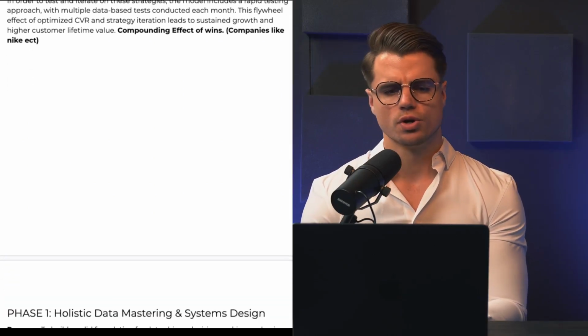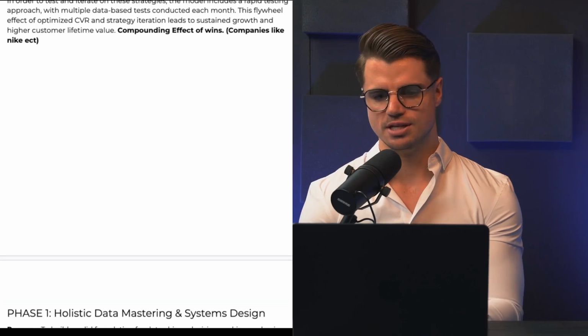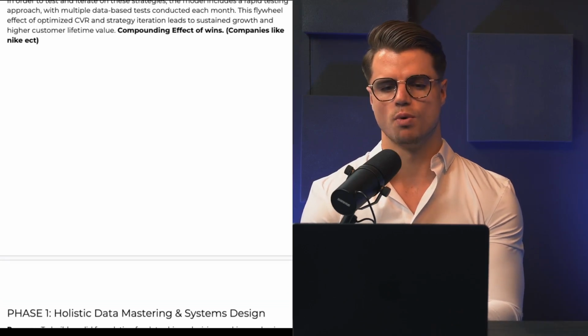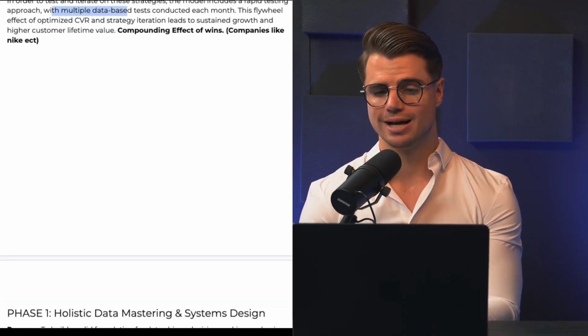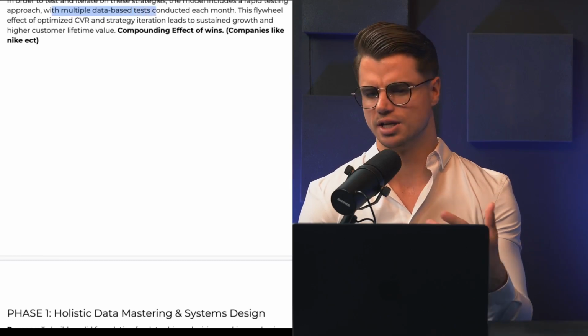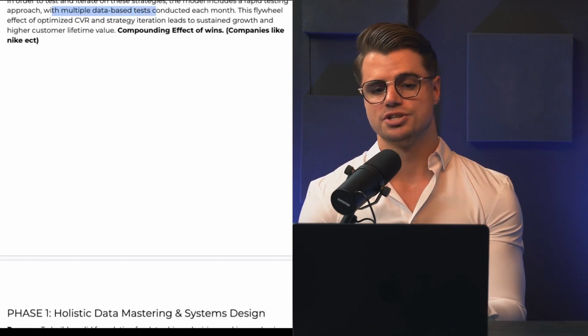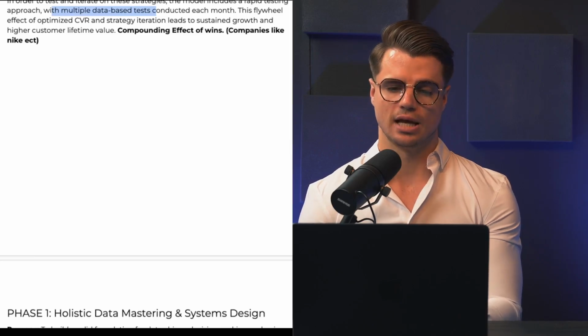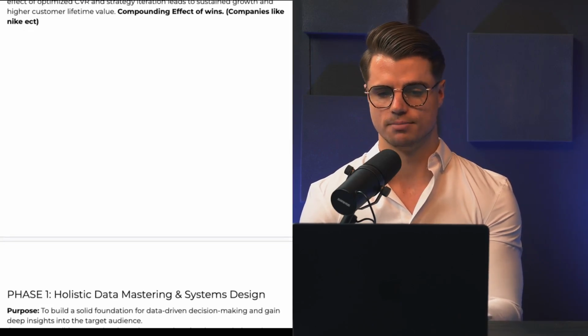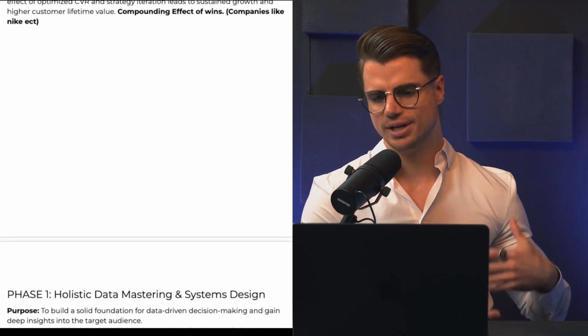In order to test and iterate these strategies, these models include a rapid testing approach with multi-data-based testing conducted each month. So this flywheel effect of optimization on your CRV and strategy iteration leads to sustained growth and higher customer lifetime. So it's basically like a compounding effect, right?